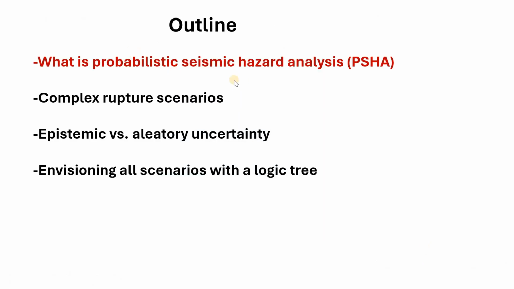So in this video, we're going to just quickly talk about what is a PSHA. Then we're going to look at joint distributions that arise from complex rupture scenarios, epistemic versus aleatory uncertainty, and then how we can envision all of the possible scenarios using a logic tree.